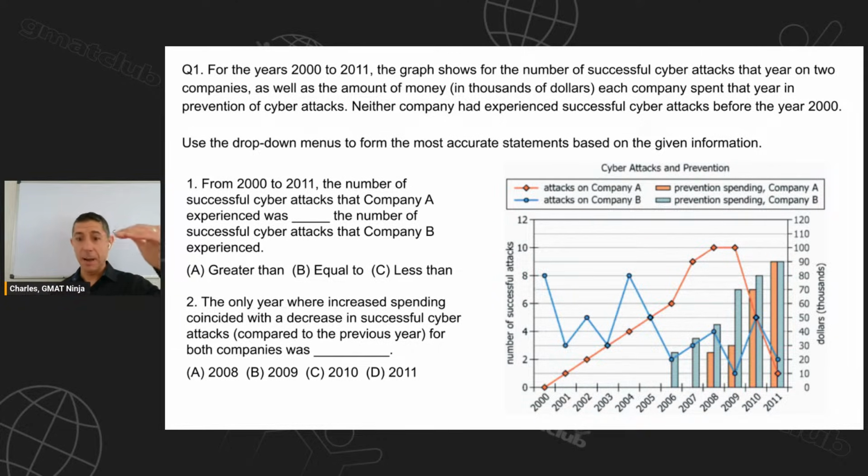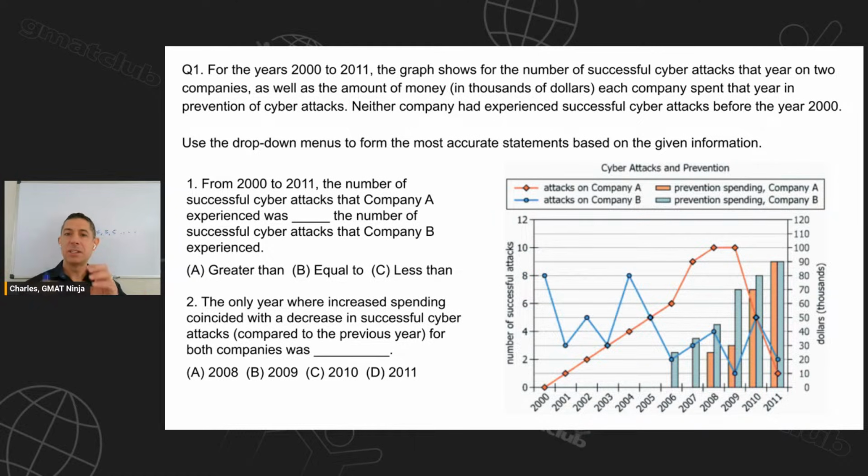So the attacks are going up. When did the attacks start going down for A? Just those last years, 2010, 2011. 2010, it's going up for B. It's only from 2010 to 2011. That's the only time when the attacks are going down for both companies.